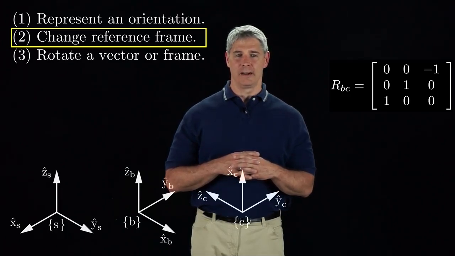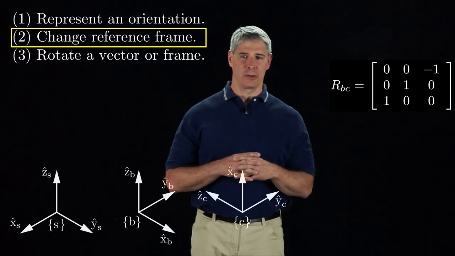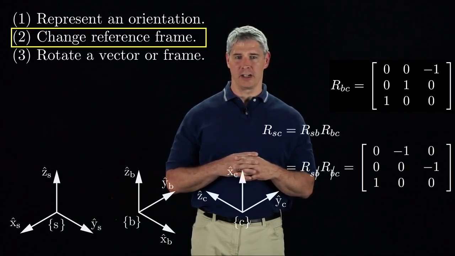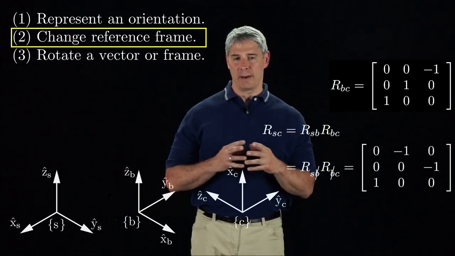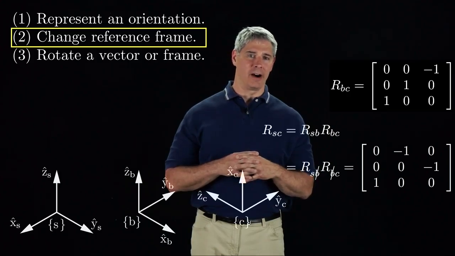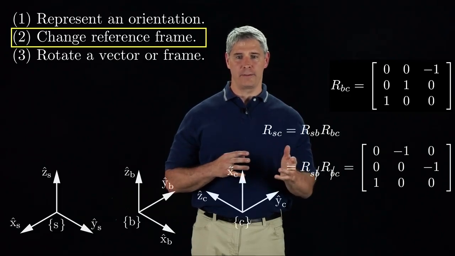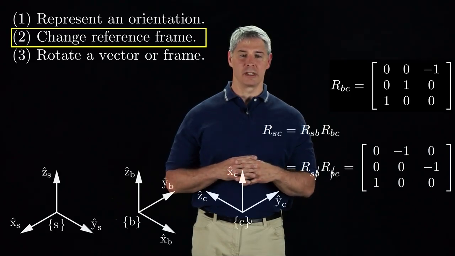To demonstrate a change of reference frame, consider the rotation matrix RBC, representing the orientation of frame C in frame B coordinates. If we want to express the C frame in S coordinates instead of B coordinates, we can perform the matrix multiplication RSC equals RSB times RBC. By pre-multiplying RBC by RSB, we've changed the representation of the C frame from the B frame to the S frame, as we can verify by inspecting the rotation matrices.